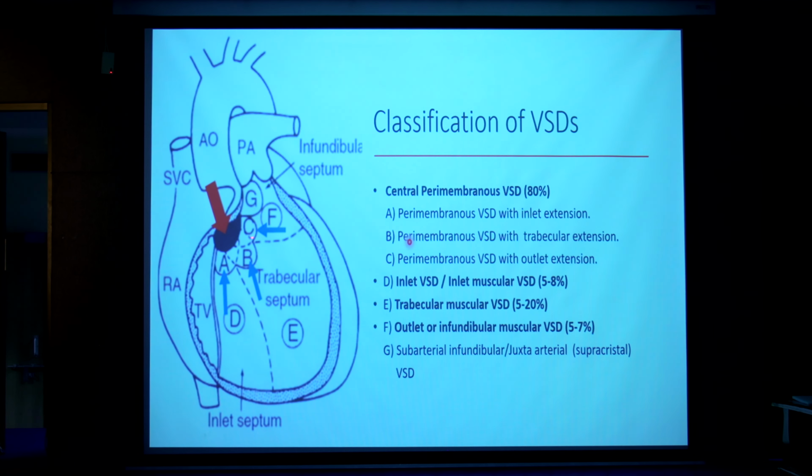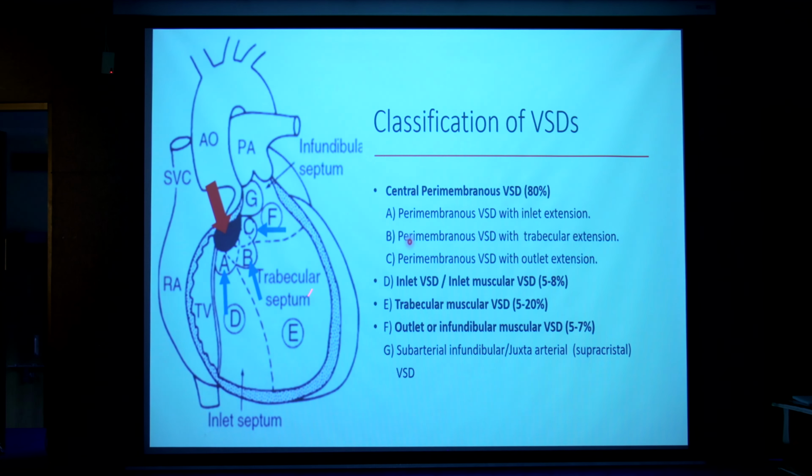See here, you have this membranous septum, which has an extension towards the inlet, called perimembranous VSD with inlet extension. And you have the extension to trabecular, the trabecular extension. You have extension to the outlet, and you have perimembranous outlet extension. It is rare to find central perimembranous VSDs confined only to the membranous septum. In fact, they invariably have extension to all these areas.